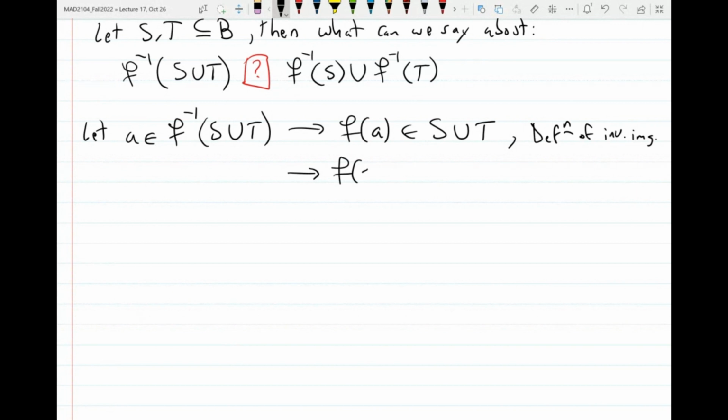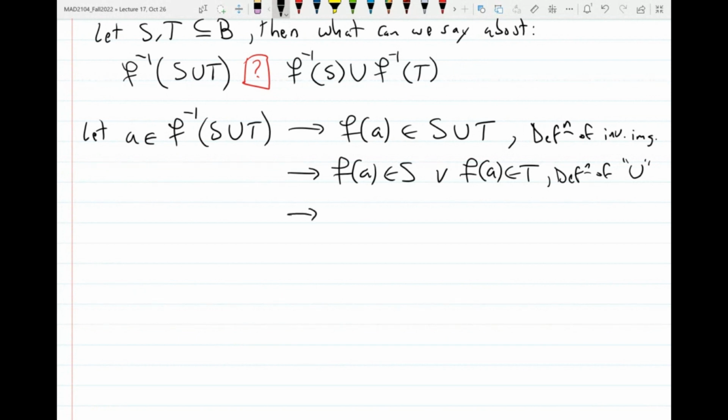Okay, so then this means that F of A is in S or in T. I mean, it could be one of the two. We don't know, right? So you have to consider both cases. It's either in S or in T. Here we use definition of union. Yes? All right.